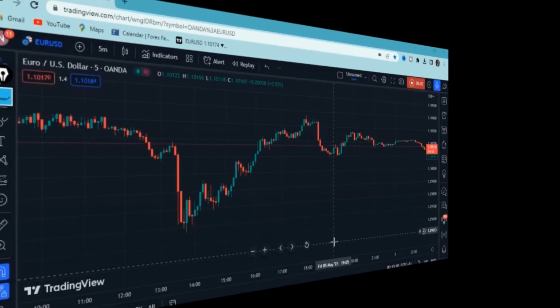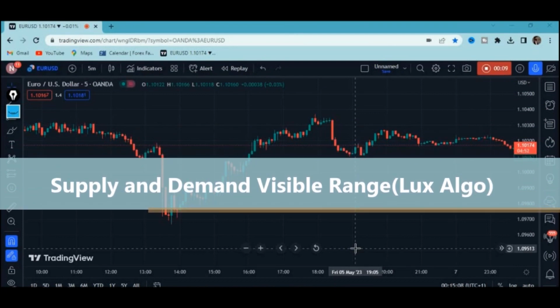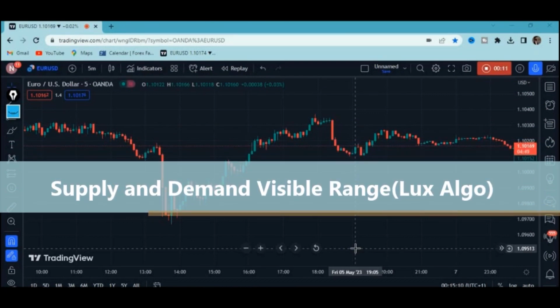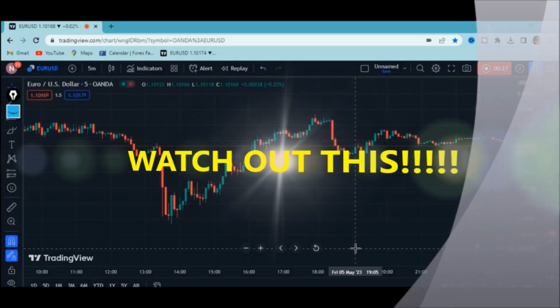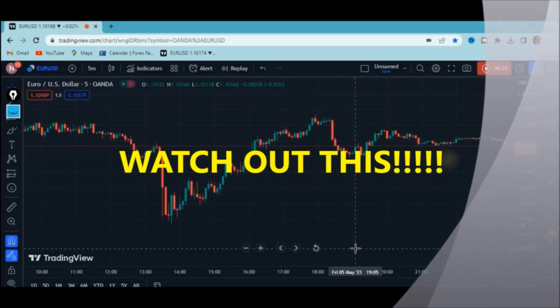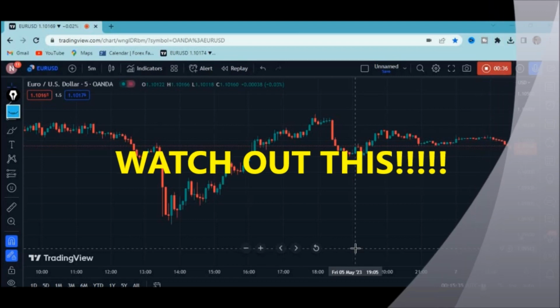There is something I really want you to know about the Supply and Demand Visible Range indicator by LuxAlgo, and in fact I've seen this several times. Despite how an indicator tends to work, what matters is how it is behaving in real time. I always tell you, for us to use an indicator, number one, it should work in real time, number two, it should not repaint, and number three, it should be reliable.